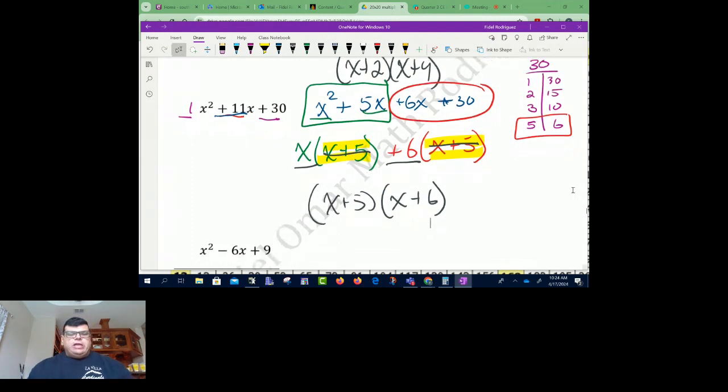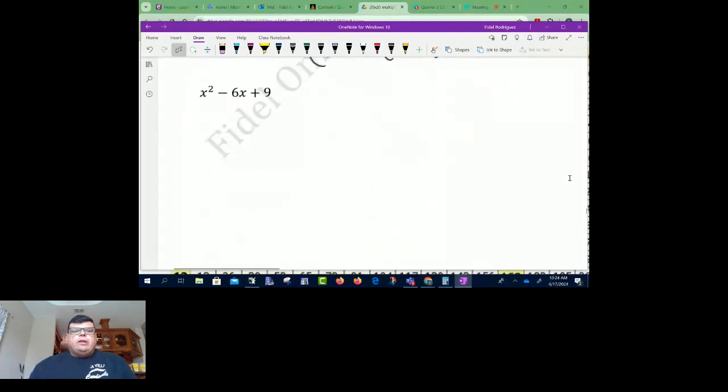So let me scroll down a little bit more. Okay, and I'm going to do the same thing here, y'all. So remember, the number in front of my x squared is a 1, so I'm going to take 1 times 9. Well, 1 times 9 is 9. So the numbers that multiply to 9, y'all, are 1 and 9 and 3 and 3.